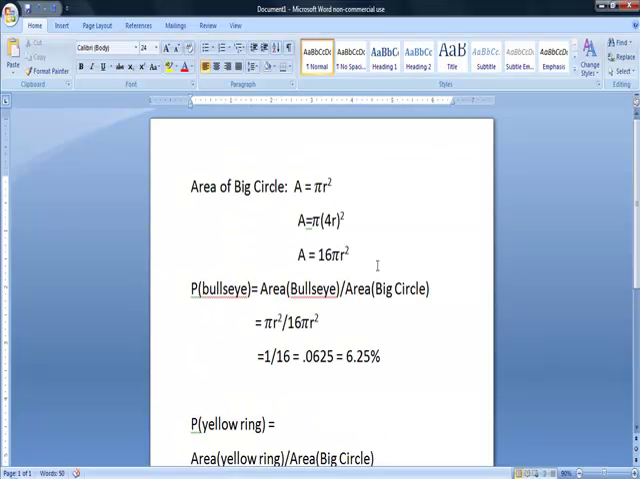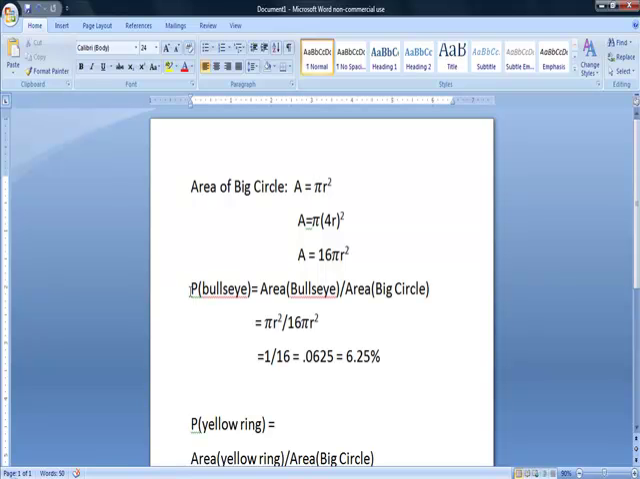Okay, if we go with that assumption here, the way we figure out the probability of getting a bullseye is we have to figure out the area of the big circle, and again, area equals pi r squared. The radius of my big circle is 4r long. So I want to square that 4r, and that'll give me 16r squared. So the area of my big circle is 16 pi r squared.